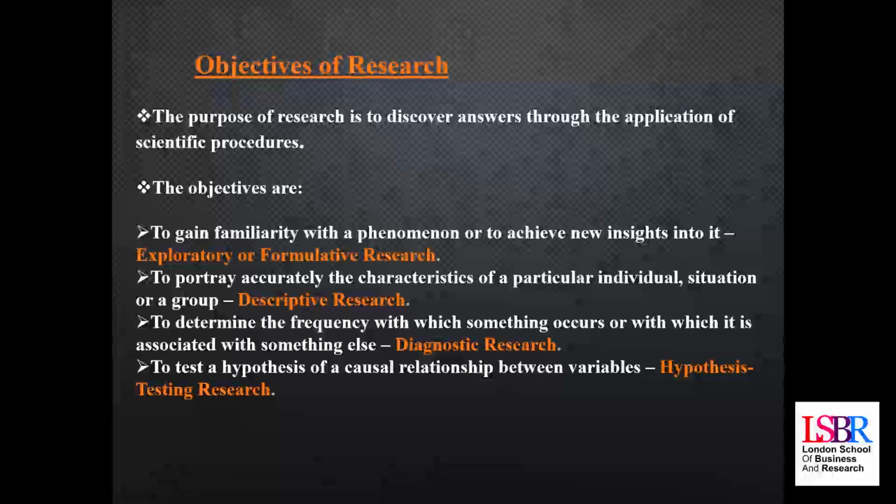We then have what's called diagnostic research. Now that's basically where we try to determine the frequency with which something occurs. Okay, so here you're looking at how often does something happen, or how does that thing happen more often in one area compared to another. This is mostly a statistical based study. So diagnostic research tends to be mostly to do with statistics and dealing with frequencies and numbers and means and averages. These are all things you would tend to look at with diagnostic research.